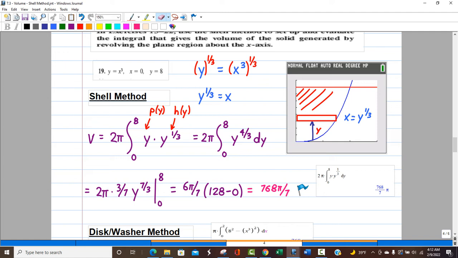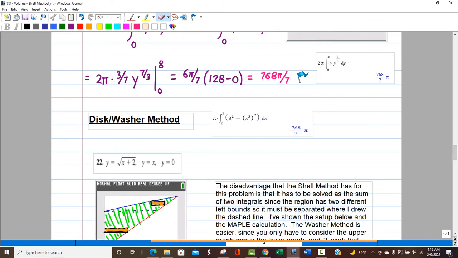And you can figure out the 2 real easily by putting in 8 right there for y. If 8 equals x cubed, that means x is the cube root of 8, which is 2. So it's going from 0 to 2, outer minus inner, 8 squared minus x cubed squared from 0 to 2 is pi. I didn't work this out.